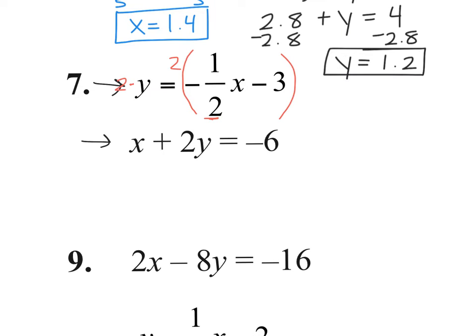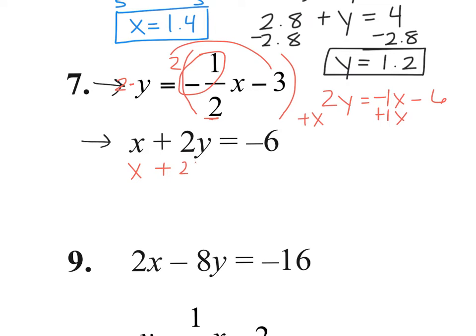So I have now 2y equals, this would be negative 1 times x minus, and then 2 times negative 3 is 6, negative 6. And then to put it into standard form, I would just add x to both sides. So my new equation is x plus 2y equals negative 6.